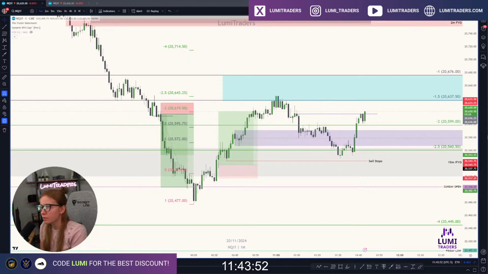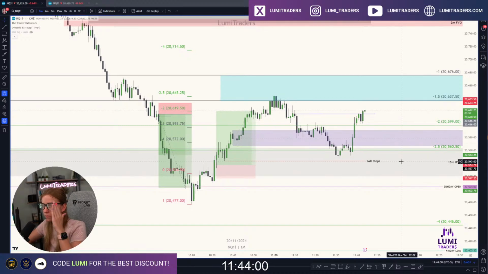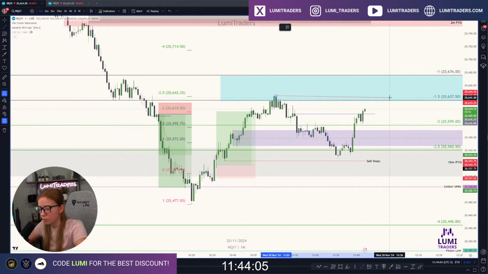We'll grab a higher liquidity level. Once we can get a closure above this purple line, then yes, it will try to make this new break of structure. Right here, this moment, that's the buy stops.